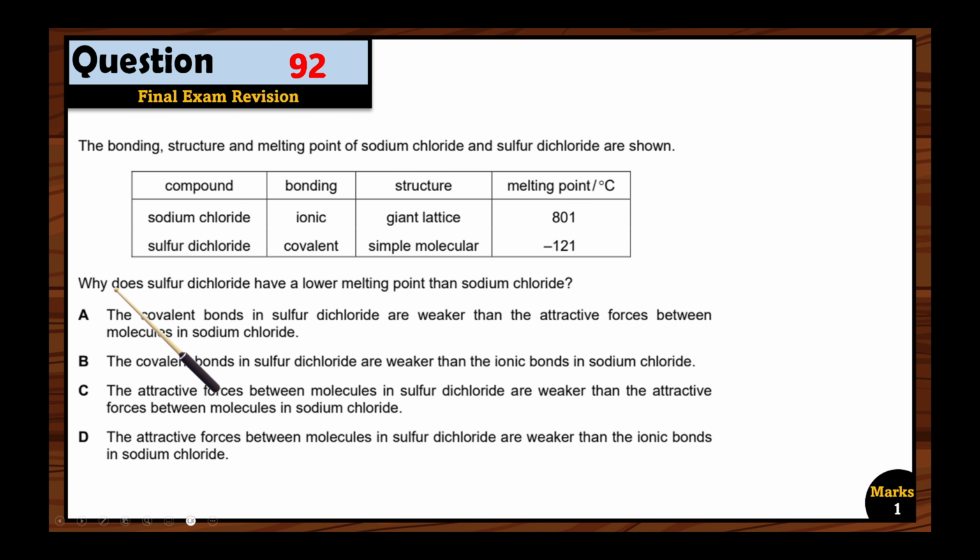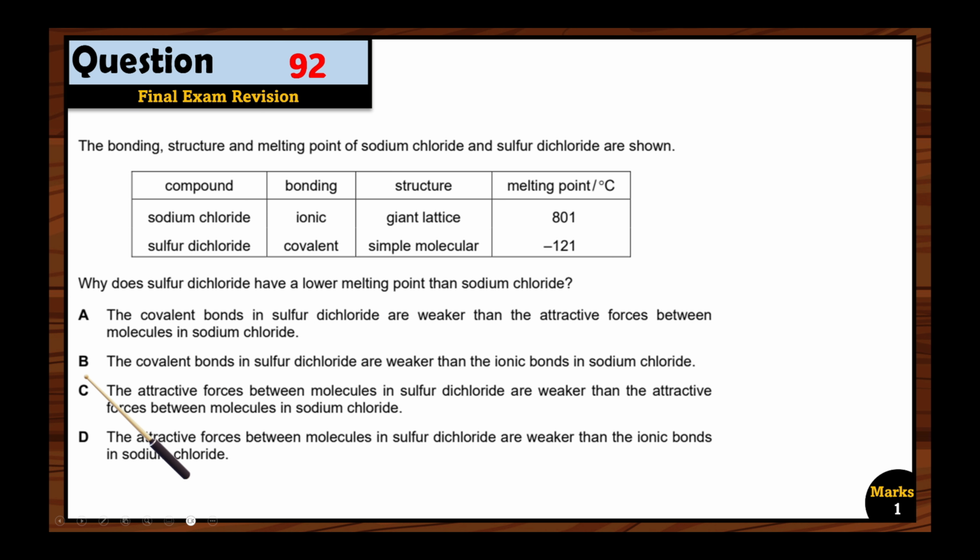So now let's see, why does sulfur dichloride have a lower melting point than sodium chloride? Of course, it's a covalent compound, right? It has covalent bonding, a simple molecular structure, and usually all the simple molecules have weak forces of attraction between the molecules. That is the reason behind their lower melting point. Now let's see one by one. The covalent bonds in sulfur dichloride are weaker. Wrong. Covalent bonds are not weaker, okay?